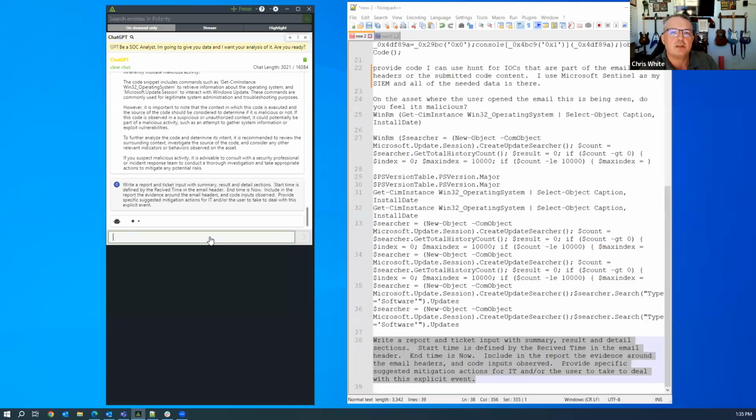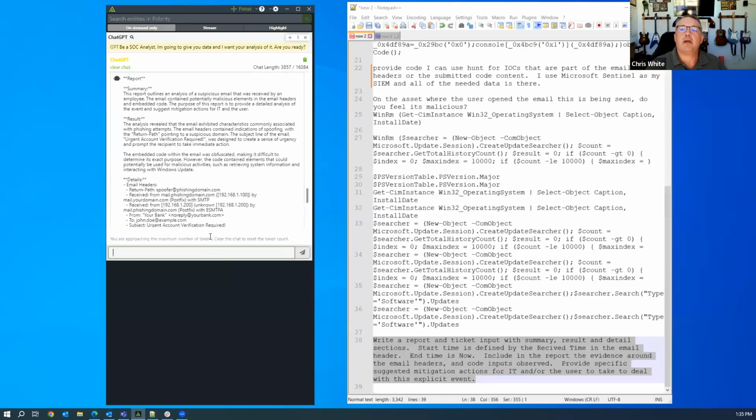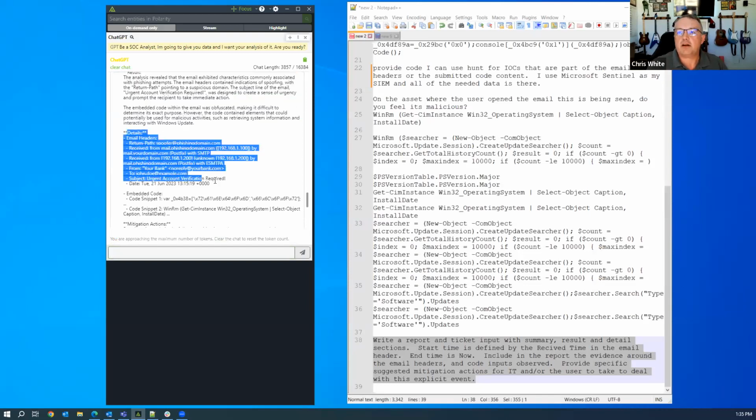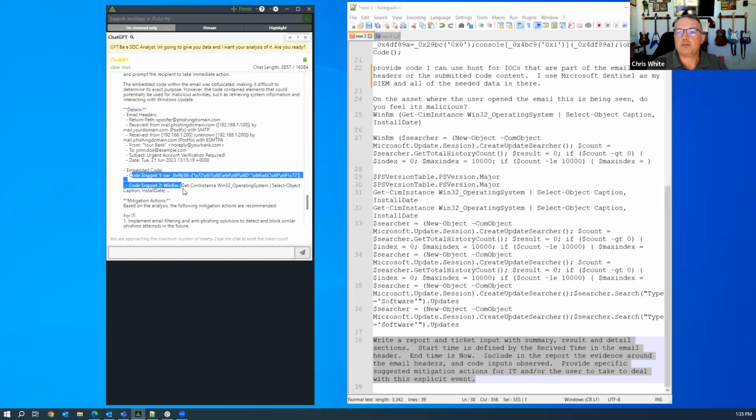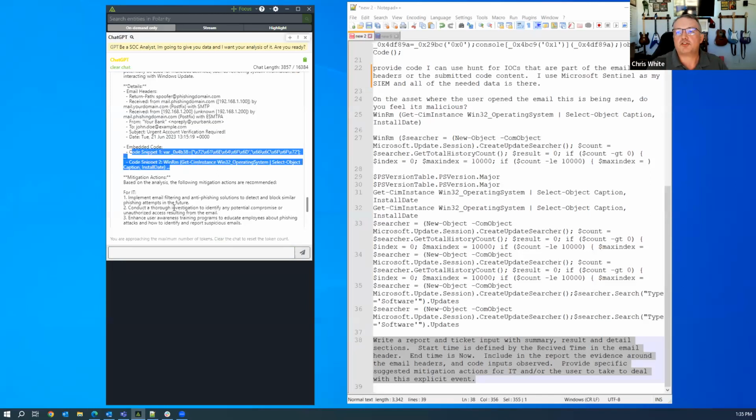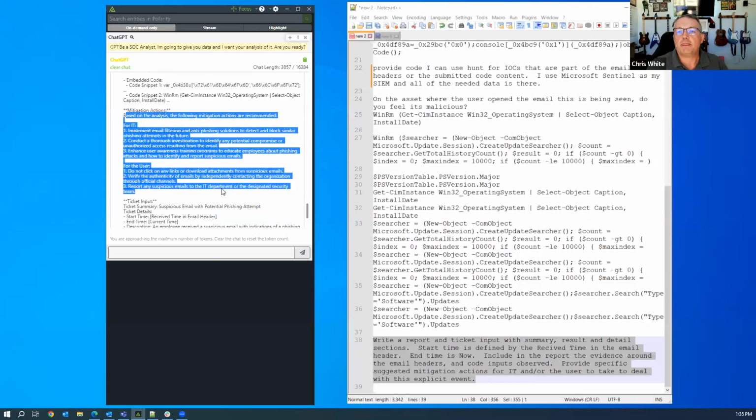We can now use this. It's going to look through all the previous data, and it's going to spit out a basic contextual report. There it is. That has a summary, has results, talks about the headers. There is the embedded code snippets. Here's some suggested mitigation actions. Not necessarily exactly what I would advise, but it's just as an example of what can be done.